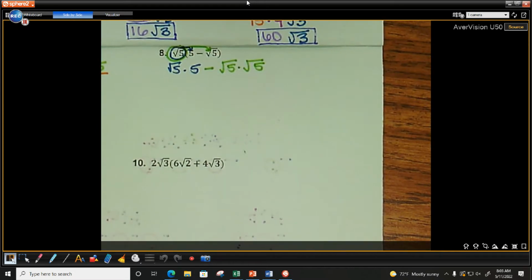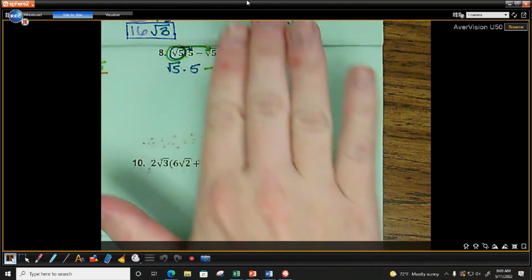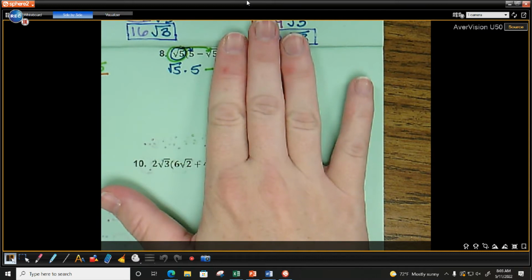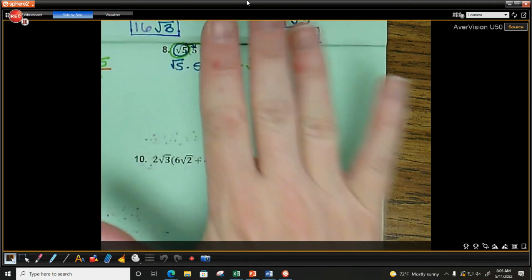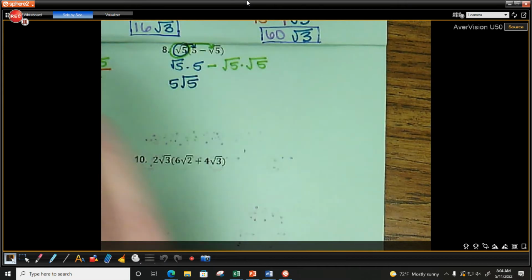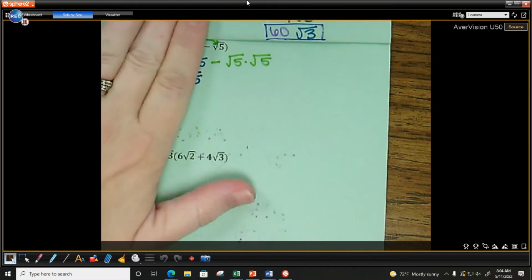Same thing we did last time. I'm going to cover up my second piece and just look at the first piece. What can this become? 5 root 5. The only number outside is 5. The only number inside is 5. You always put the outside number before you put the radical. So I would not leave this root 5 times 5. I'm going to write it as 5 root 5. Always put the whole number before the radical. Is 5 divisible by a perfect square? No, 5 is prime, so I'm done with that one. That was pretty easy to simplify.